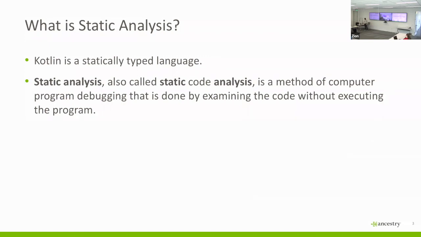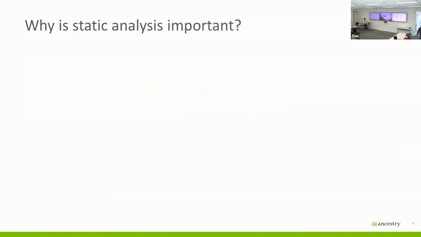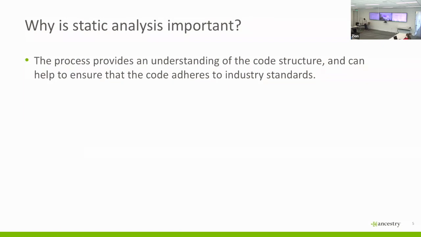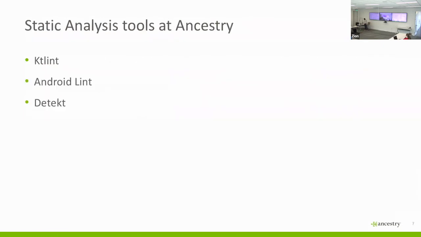So in this talk, I'm going to talk about three mostly commonly used static analysis tools. They are KT-lint, Android lint, and detekt. So I'm going to talk about how to set up, how to install them, what they provide, what are the benefits, drawbacks, pros, and cons. I talked about static analysis. So at Ancestry, we set up KT-lint, Android lint, and detekt, as I talked about.